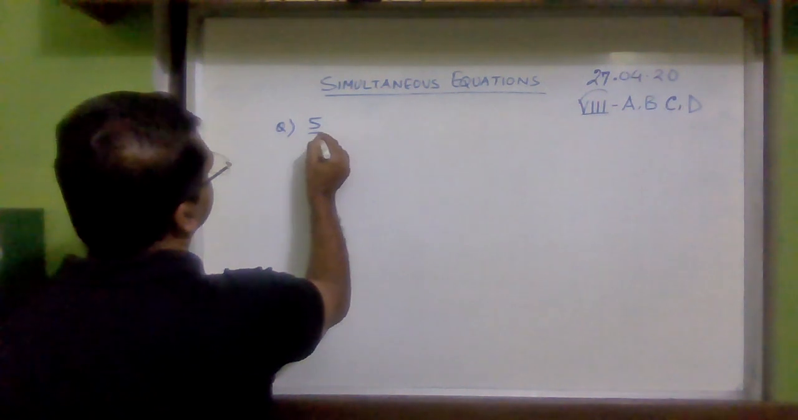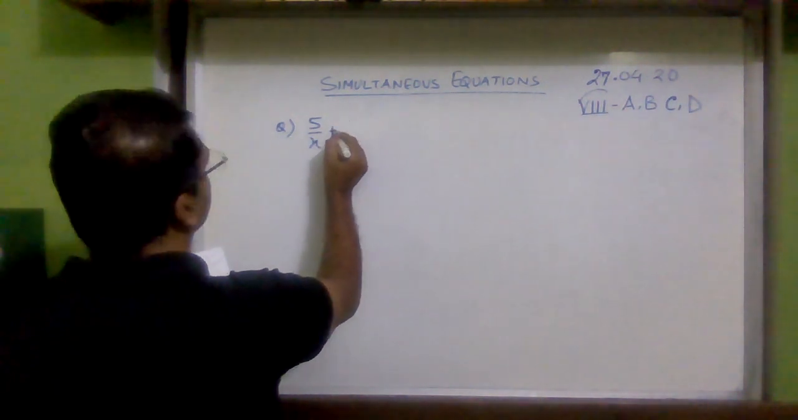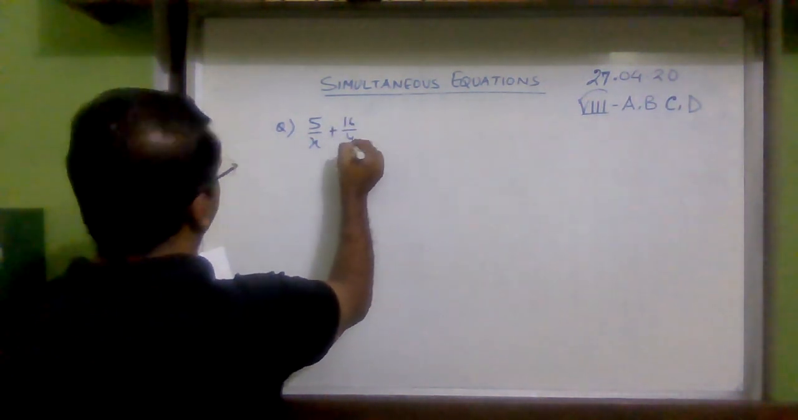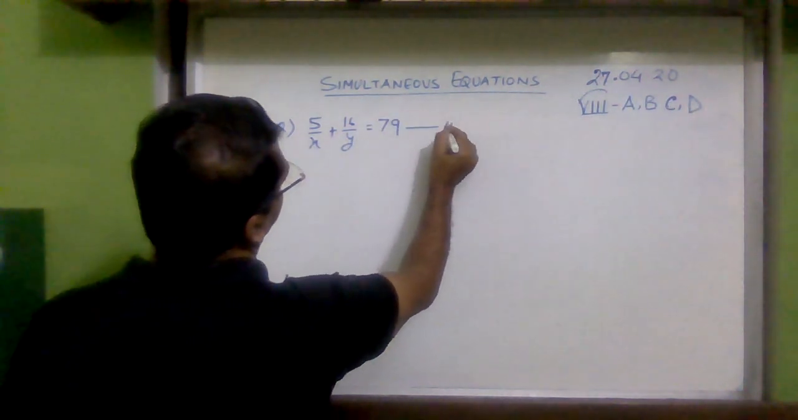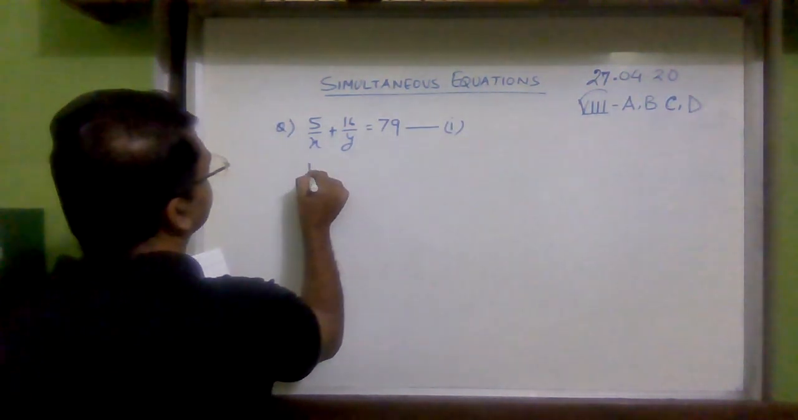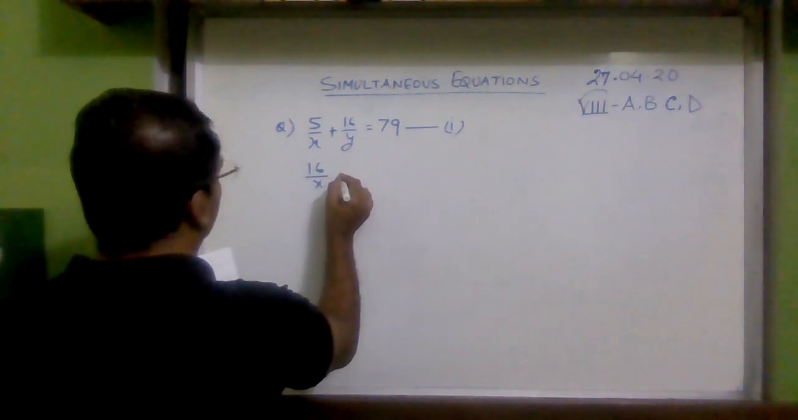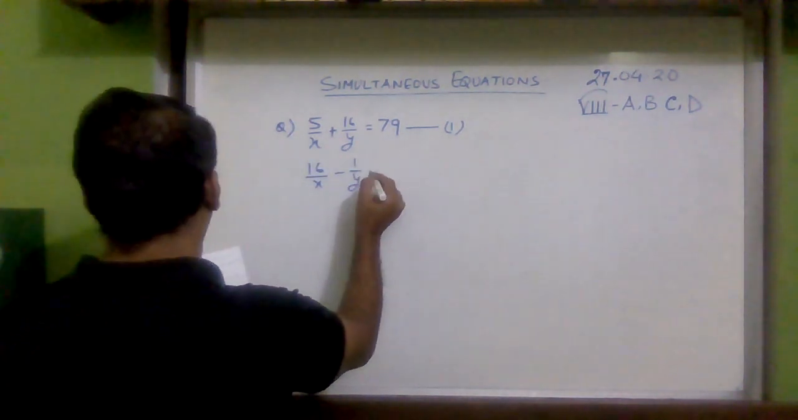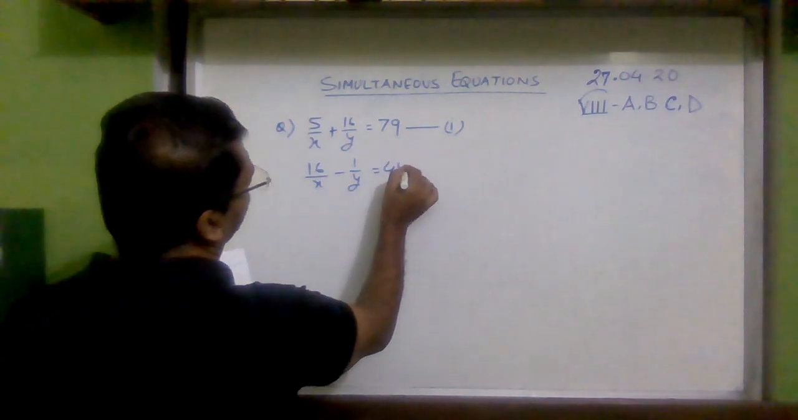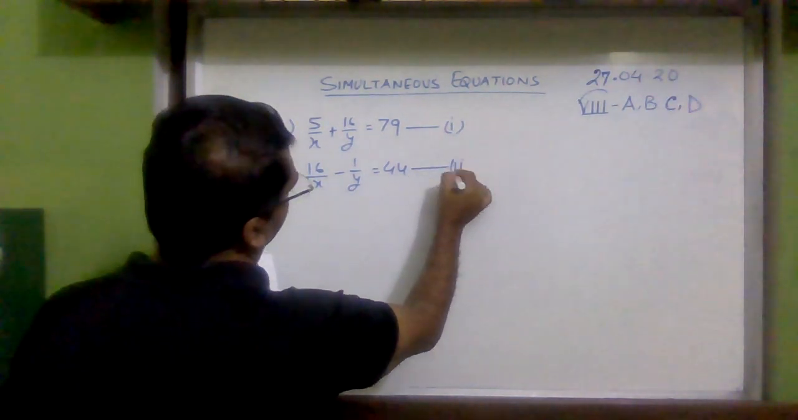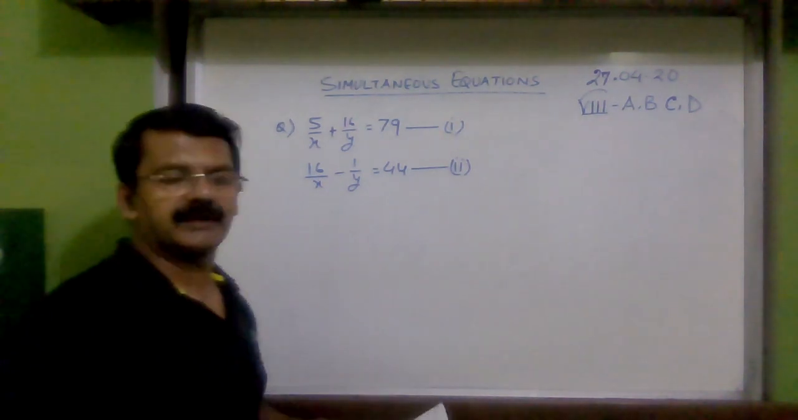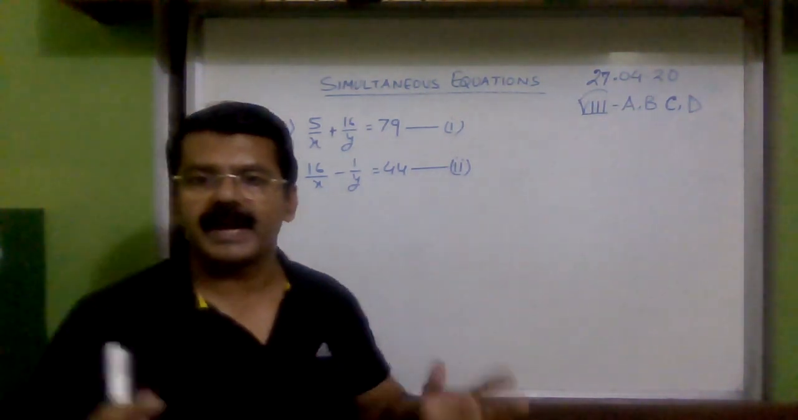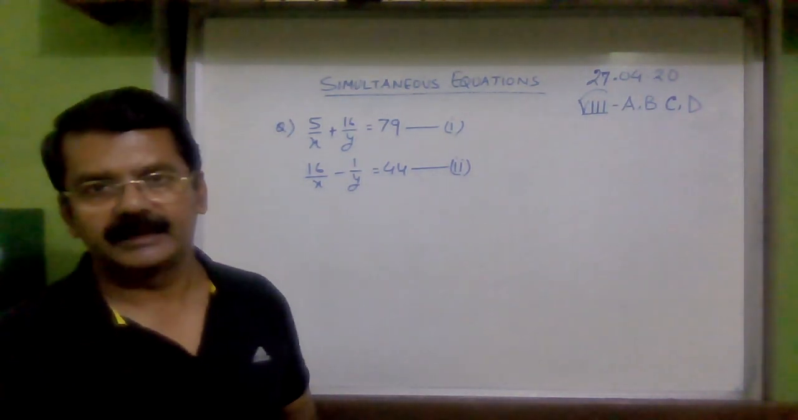The first question for today's class is 5 upon x plus 16 upon y is equal to 79. That is equation number 1. And 16 upon x minus 1 upon y is equal to 44. That is equation number 2. Now these two equations are given. You have to solve them and get the values of x and y.